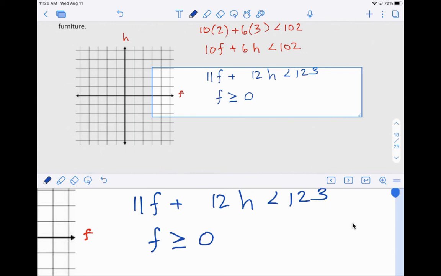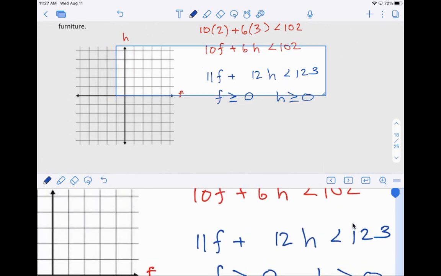Can you have a negative handheld prop? Can you start making negative props? No. Can you make 0 props? Yes, she could spend her whole time making furniture pieces. But she can't make negative ones. That doesn't make sense. And so we're limited to this first quadrant here as well.